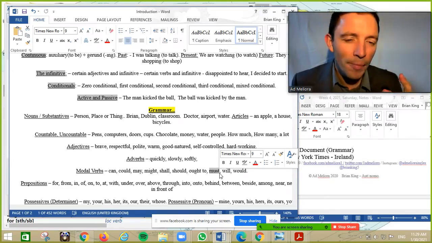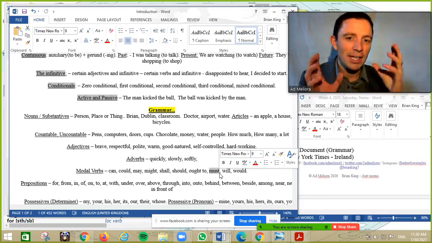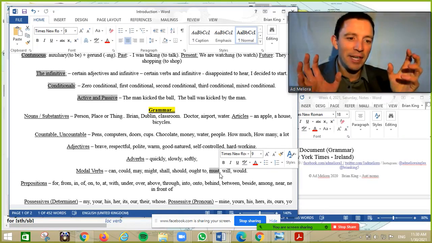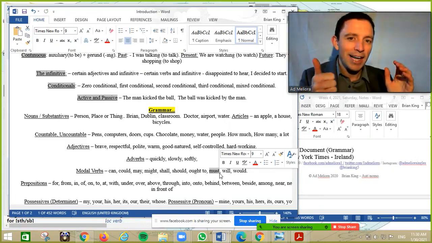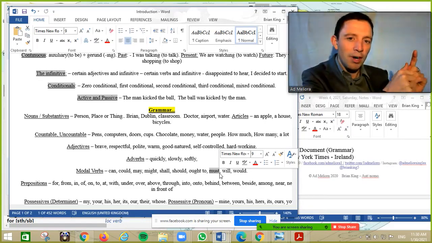The rule after modal verbs, we have the infinitive, but we eliminate to. That's the rule. Okay, so modal verb, and after the modal verb, the next verb is the infinitive, but we eliminate to always. Okay, so I can go, I can eat, I could run, I may walk. That's correct. The incorrect: I may to walk, I could to run, incorrect.